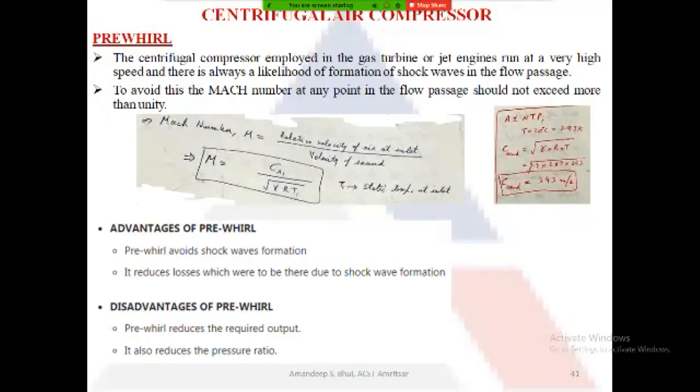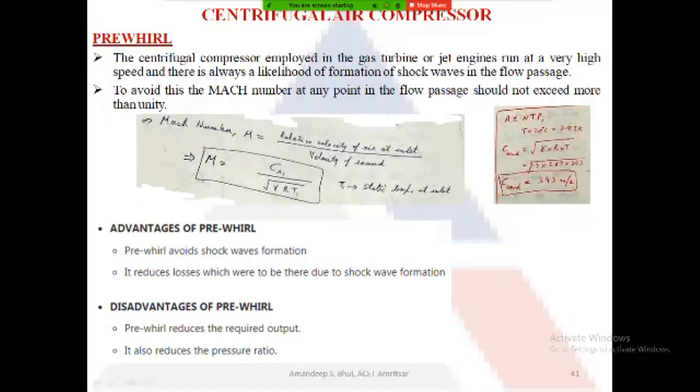Now if the velocity of air becomes equal to the velocity of sound, okay, this means that the value of capital M becomes equal to 1. Okay. So this means that we have achieved Mach 1, or we have achieved the velocity of sound. Now we can calculate the velocity of sound at NTP, that is normal temperature and pressure. At NTP, the temperature is 20 degrees centigrade or 293 Kelvin. This velocity of sound is given by the square root of gamma into R into T. Okay.